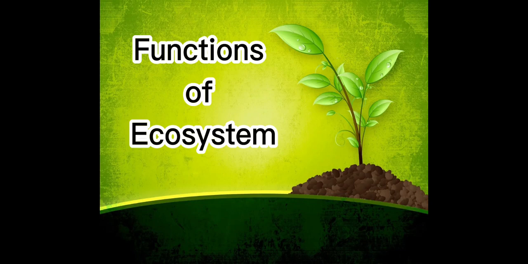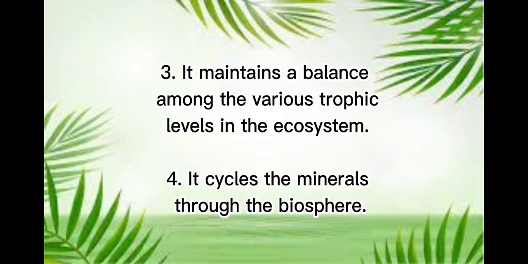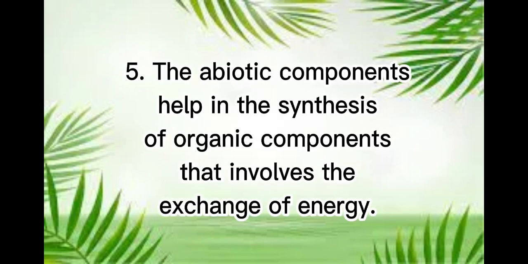Functions of ecosystem. First is regulate the essential ecological processes, supports life system, and renders stability. Second, it is also responsible for the cycling of nutrients between biotic and abiotic components. Third is it maintains a balance among the various trophic levels in the ecosystem. Fourth is the cycles the minerals through the biosphere. Last is the abiotic components help in the synthesis of organic components that involves the exchange of energy.